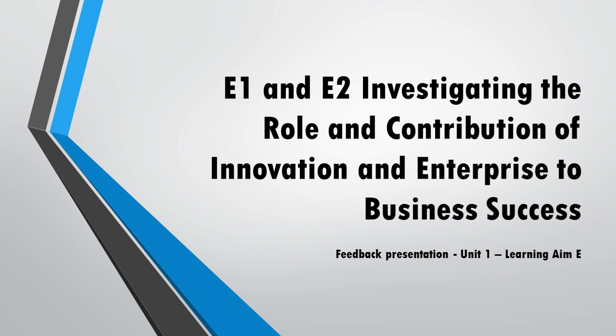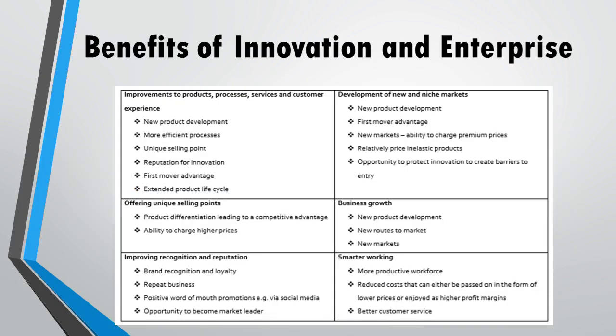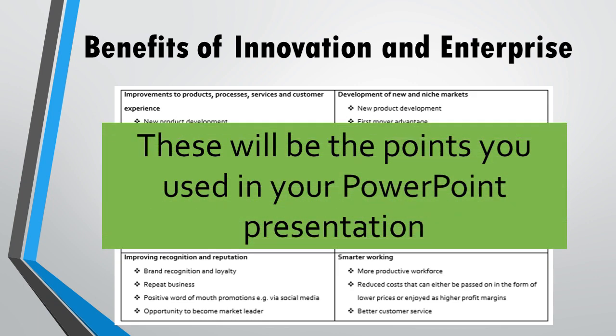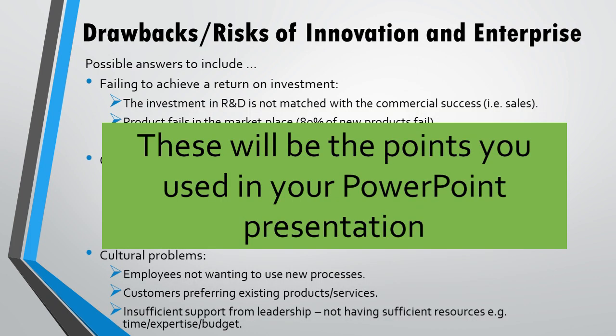Hi everyone, this is a feedback presentation that's going to tell you how to make improvements for your Learning Aim individual evaluations. So what you need to do is analyse two benefits to the business. Obviously you have already done this in your PowerPoint, so you're using the benefits that you identified in your PowerPoint and you're building on them. Exactly the same for the risks as well, because you've identified the risks on your PowerPoint, but what we need to do now is build on that further and analyse these points in full.